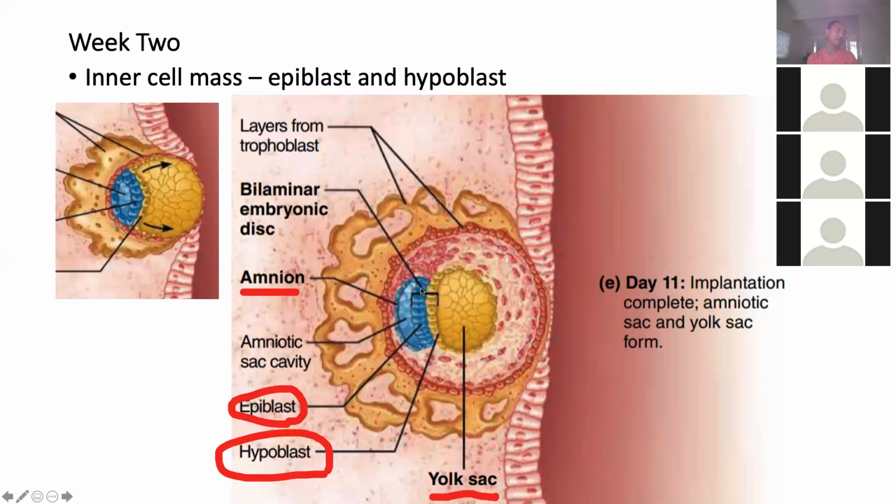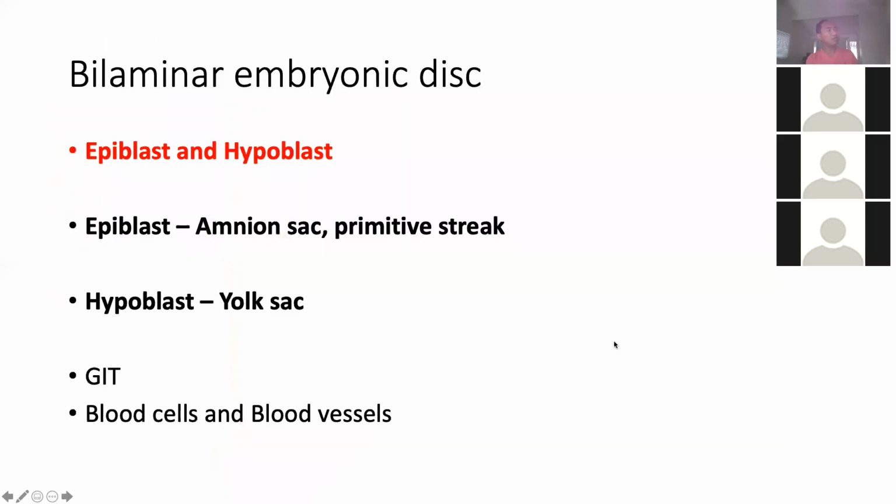And this epiblast will develop into amnion and create a sac, which is called the amniotic cavity. And this hypoblast will gradually develop outwards and create the yolk sac. So this is day 11. It is starting already. By the end of 2 weeks, it is going to be fully developed at this stage.